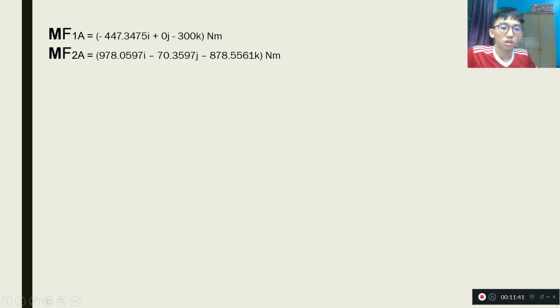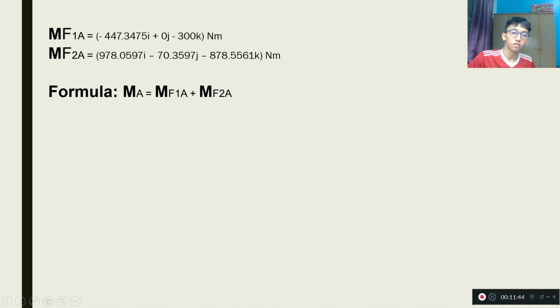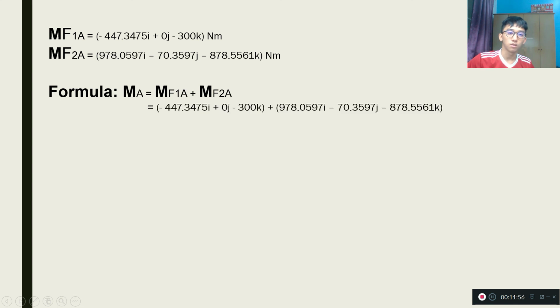Since the question asks for the moment produced at A, this is the answer we found just now for moment F1A, and for moment F2A also. And then we use the formula from earlier to find our total moment produced by the two forces at point A. So we have to add the two moments together. By substituting the values inside, we get the equation here. For the addition, the i component is added with the i component, the j component with the j component, and also for the k component. So we will get the equation here.